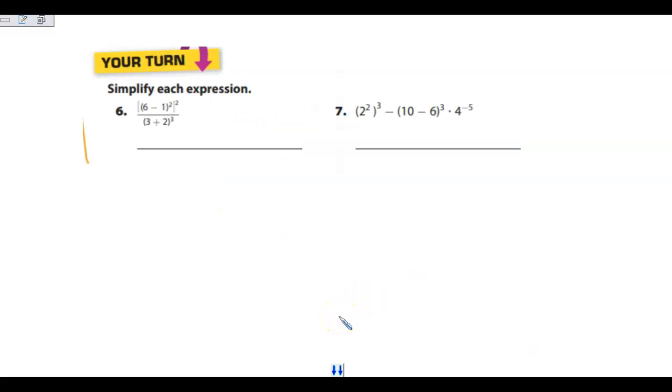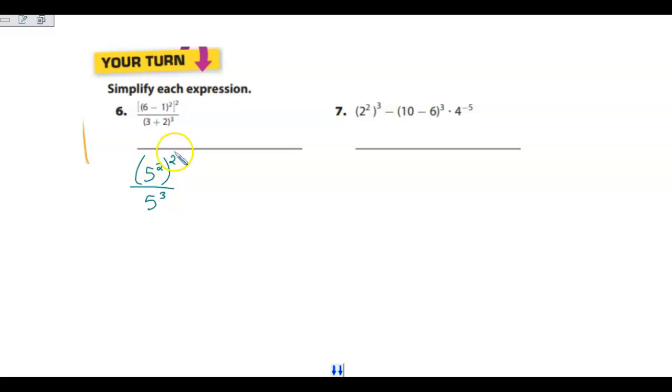So let's practice a couple. If we look at number 6, we have a division problem. We have grouping symbols, and we have a power to a power. So we're going to start with our grouping. What would we do first? Right, we're going to subtract 6 minus 1, and that's going to give me 5 to the 2nd power to the 2nd power, over 3 plus 2 is 5 to the 3rd power.